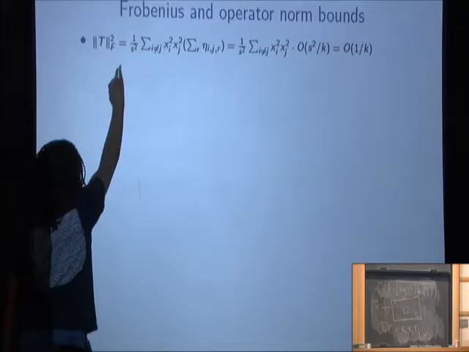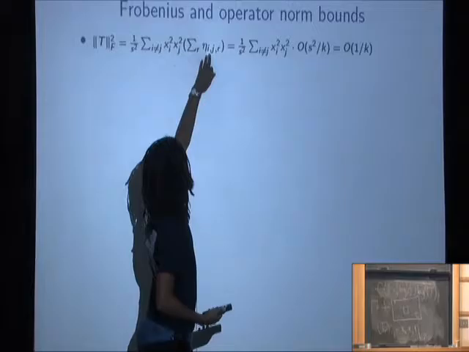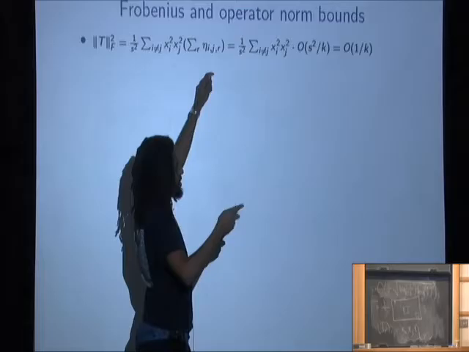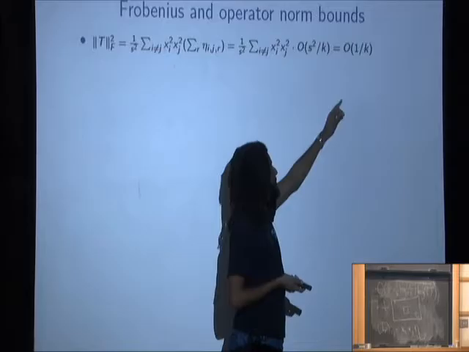And now I just use the fact that it's a good code. So what is this? This is exactly s minus the Hamming distance, right? This is where do those code words collide? Where do they agree? Well, it's a code. They don't agree in that many places. They only agree in s squared over k places. So that's my squared Frobenius norm.